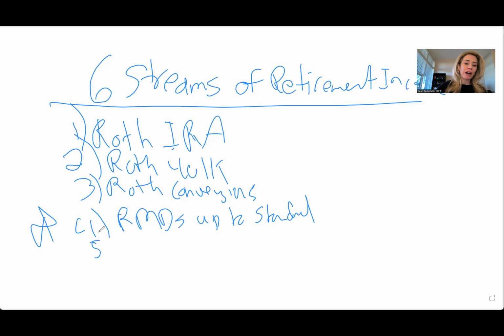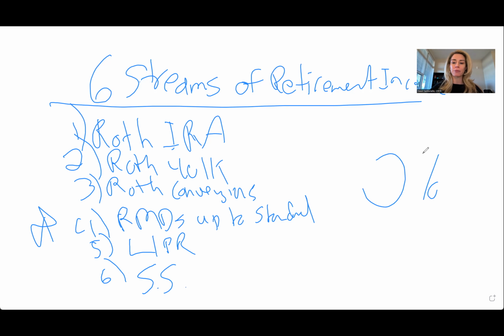The next one, number 5, is a LIRP, known as a life insurance retirement plan. And number 6, Social Security. If you're able to keep your provisional income below certain limits, you could have your Social Security come out tax-free. So if you have all these streams of tax-free income, guess what tax bracket you're in? You're in the 0% tax bracket. So that's what I like to do for my clients, showing them how to retire in the 0% tax bracket.